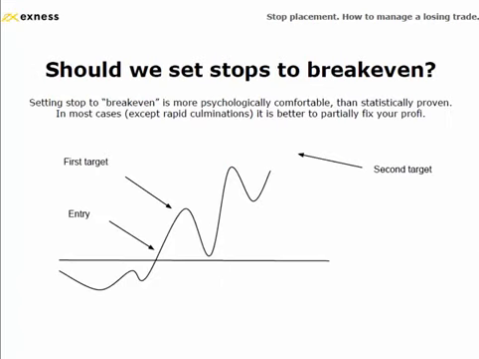And another idea. Should we set our stops to break even? It is very popular idea among traders. Setting stop to break even is more psychologically comfortable than statistically proven. In most cases, except maybe rapid culminations, it is better to partially fix your profit. The point is that you have greater probability of success in case you enter your position. Then you don't know really the odds.